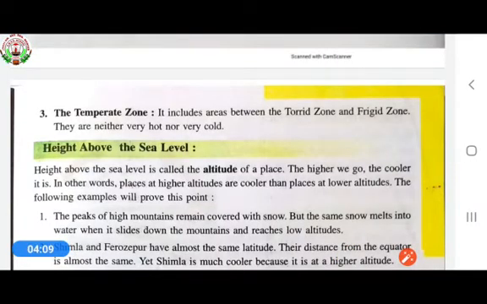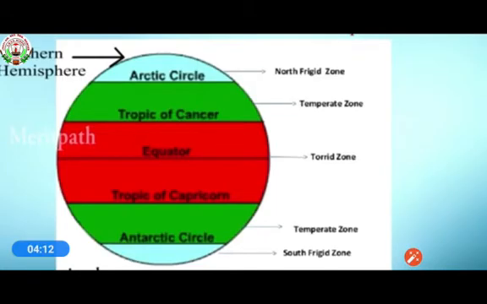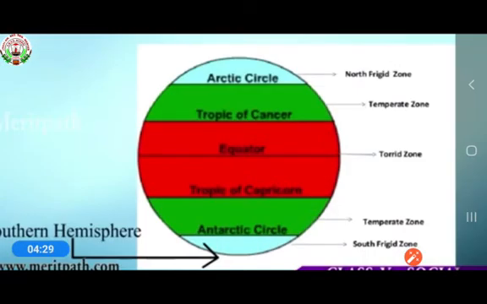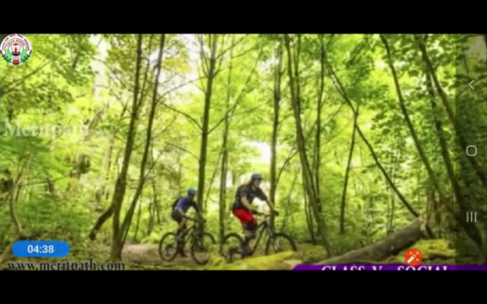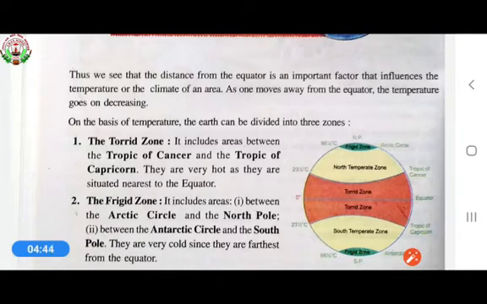The temperate zone. The area that lies between the Tropic of Cancer and the Arctic Circle in the northern hemisphere, and the Tropic of Capricorn and the Antarctic Circle in the southern hemisphere, is called the temperate zone. This region has a mild climate, neither very hot nor very cold. So students, on the basis of temperature, the earth has been divided into these three zones.